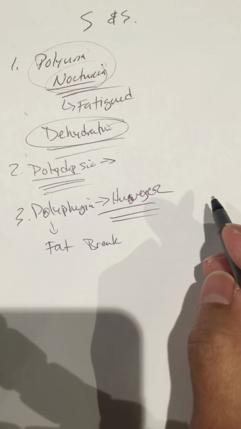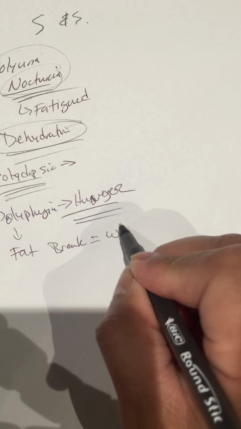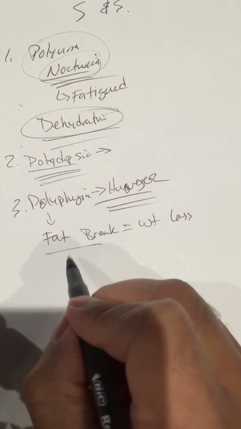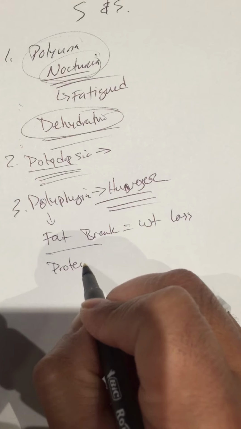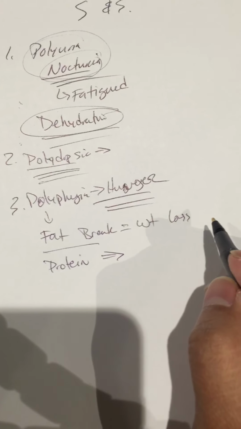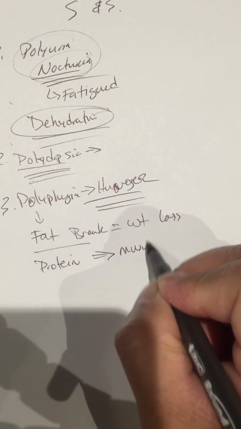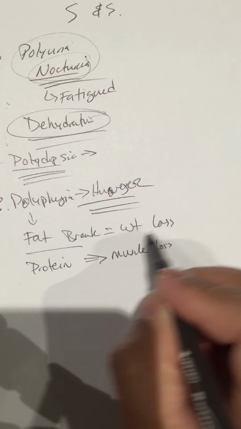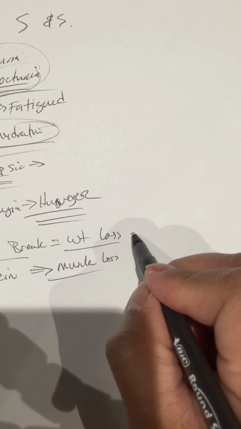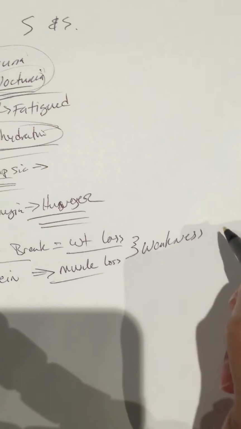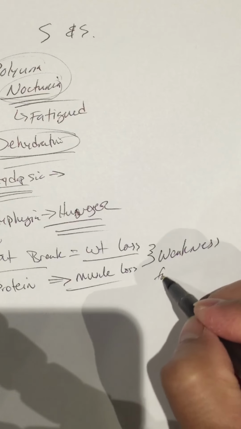Now this would result in a couple of complications. Number 1, weight loss. Your body will start to break down fat as an energy source, and the other thing it will start breaking down is protein as an energy source. Now remember that your muscles are made out of protein, so you're going to have muscle loss. Weight loss, muscle loss, again, this will lead to weakness and fatigue.